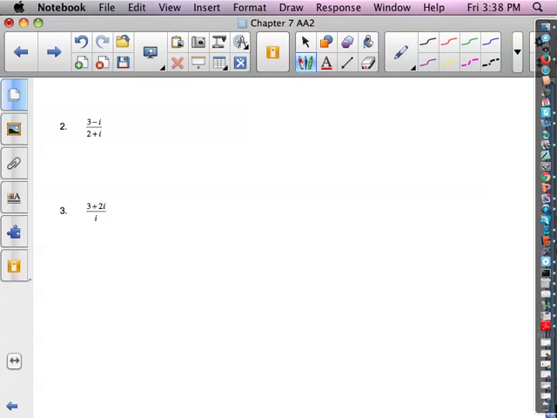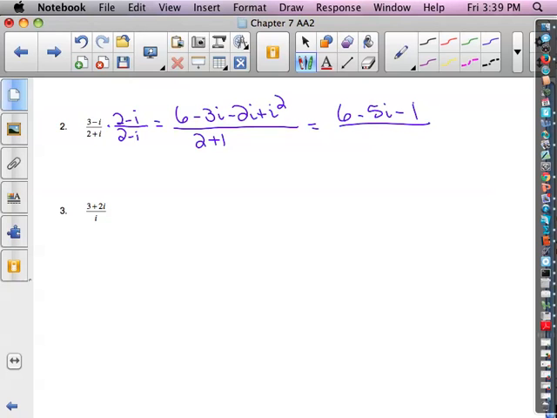Again, multiplying by the conjugate, 2 minus i, 2 minus i. In the numerator, I will have 6 minus 3i minus 2i plus i squared. In the denominator, I will have 2 plus 1. So this gives me 6 minus 5i minus 1 over 3. And so I should have 5 minus 5i over 3.